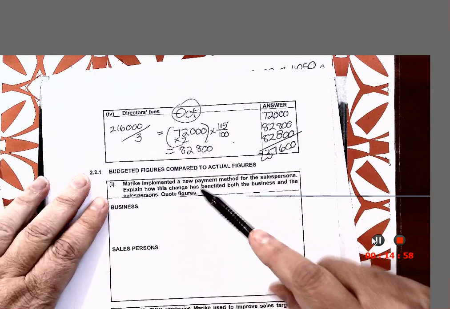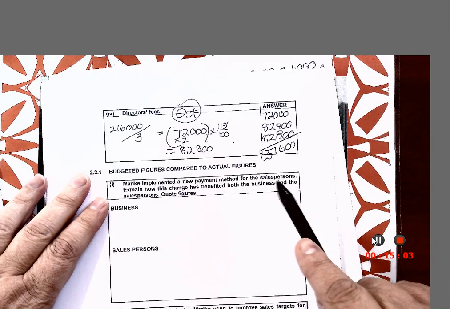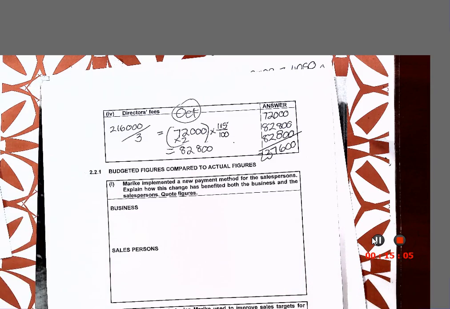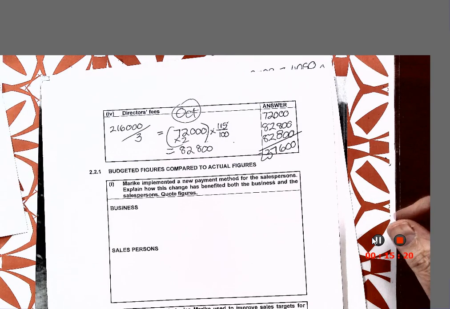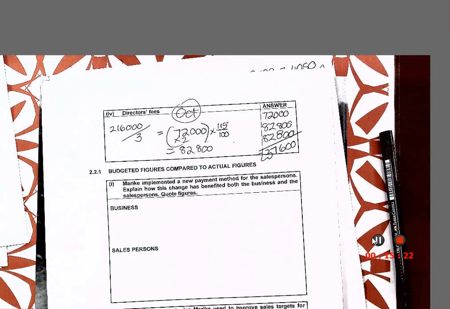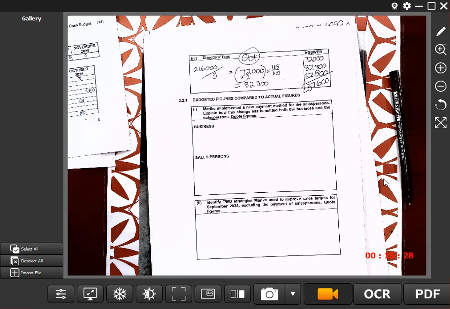Marika implemented a new payment method for the business, for the salespeople. So what's the only way people can be paid? Salespeople is either a wage or a salary that's fixed, or commission, or a combination. But I didn't give you the information, so I can't ask you that. I know you don't have it in front of you. That's why I'm showing it to you.